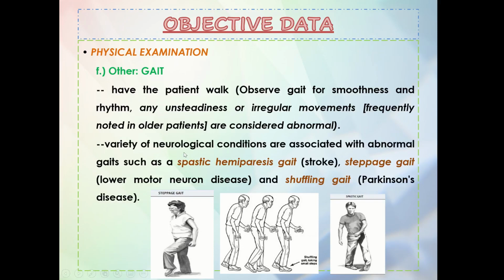So, variety of neurological conditions are associated with abnormal gait, such as spastic or hemiparesis gait. So, ito yung ating spastic gait. So, kapag na-stroke sa pasyente, ganyan yung nagiging gait niya afterwards, depending on the stroke, definitely. Steppage gait, ito naman yung steppage gait. So, parang hindi niya fully maangat yung kanyang toes. So, parang nakadikit lagi siya sa floor yung kanyang toes.